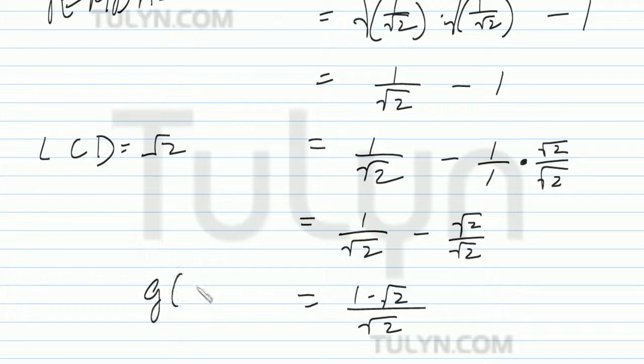g of f of 1 divided by radical 2 is going to be the following.